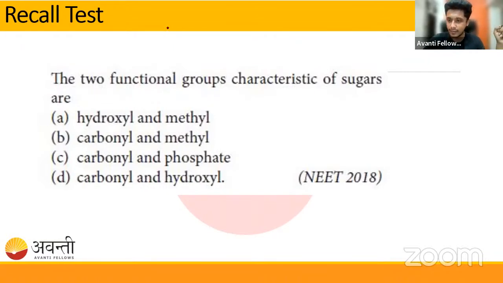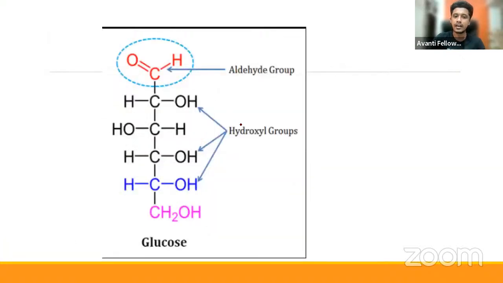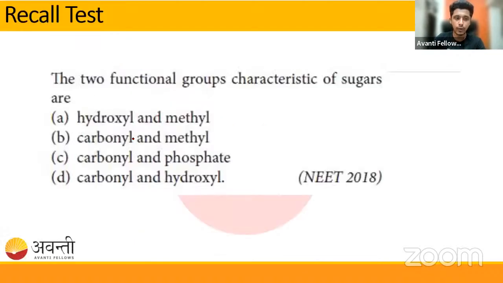Going with your answer, the two functional groups characteristic of sugars are, if you see this picture, you can clearly understand this. First we have a hydroxyl group, which is an OH group attached to the sugar molecule. And then we have a carbonyl group. So our option for this question would be carbonyl and hydroxyl groups, the two functional groups of our sugars.